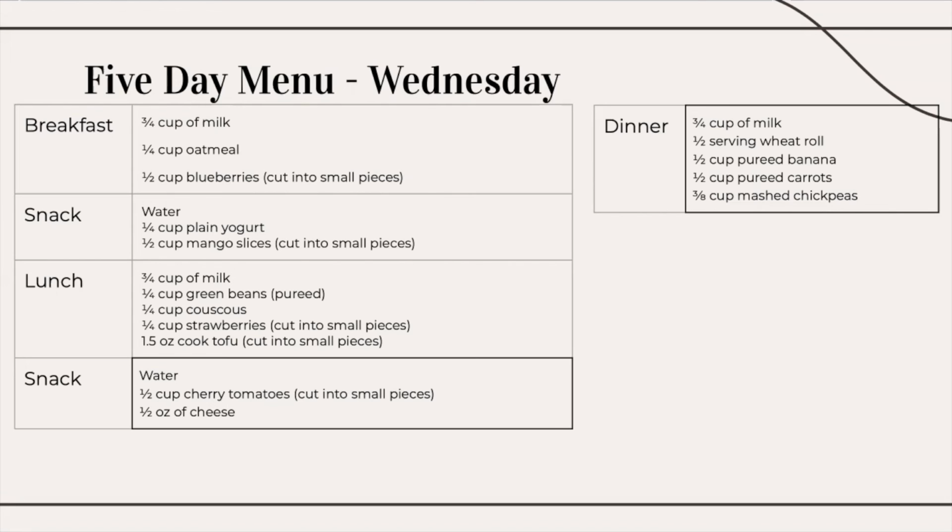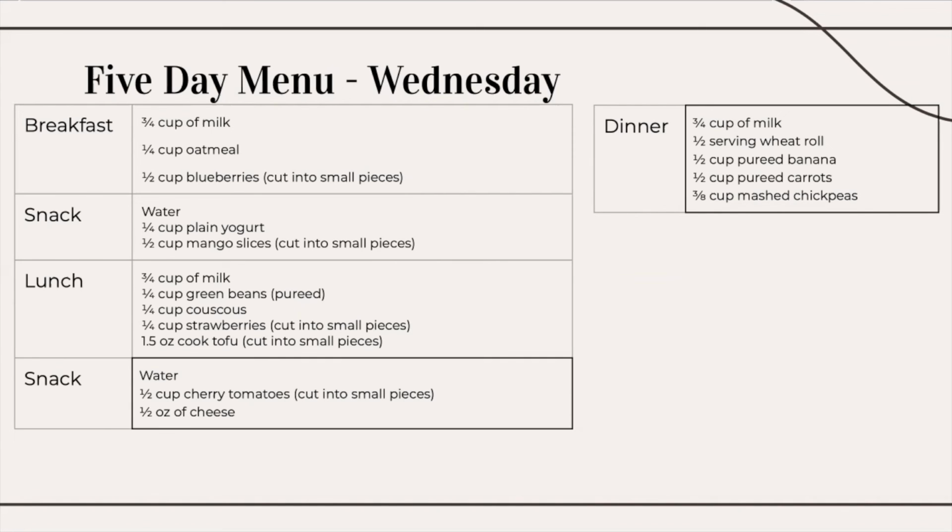For lunch, I said 3/4 of a cup of milk, 1/4 of a cup of green beans pureed, 1/4 of a cup of couscous, 1/4 of a cup of strawberries cut into smaller pieces, and 1.5 ounces of cooked tofu cut into small pieces.